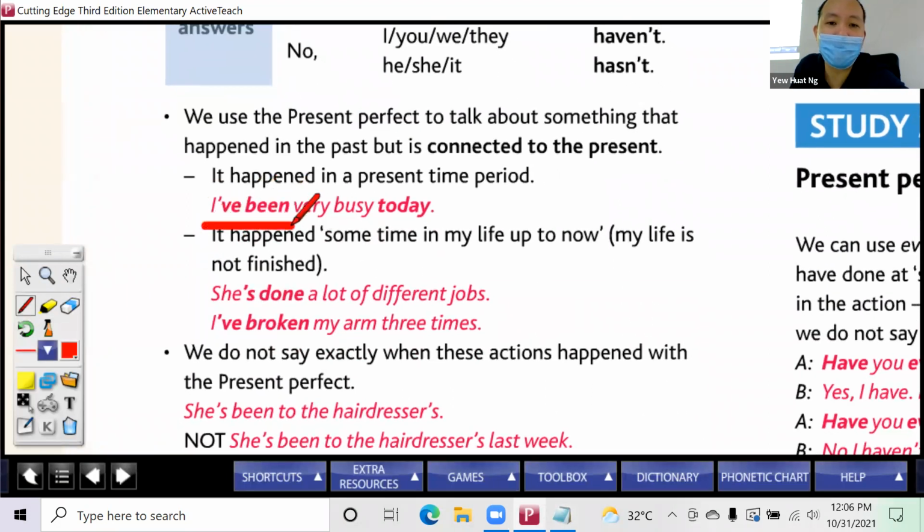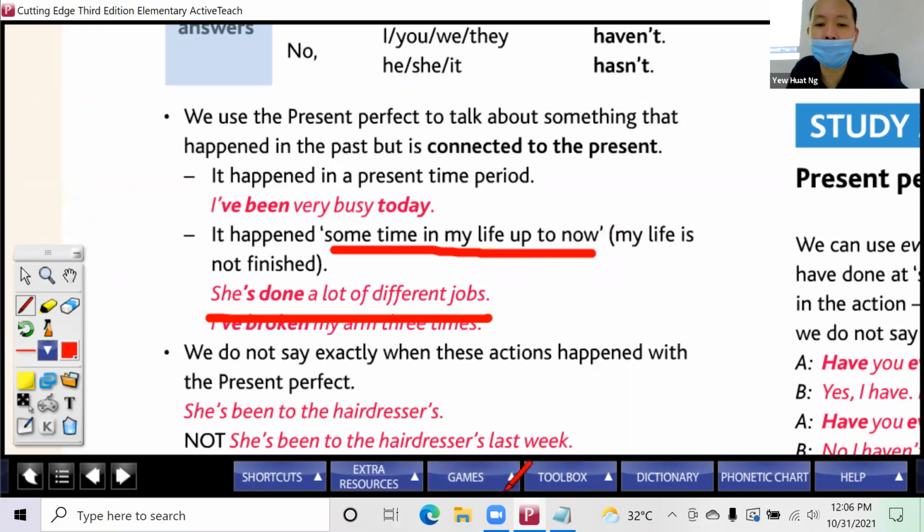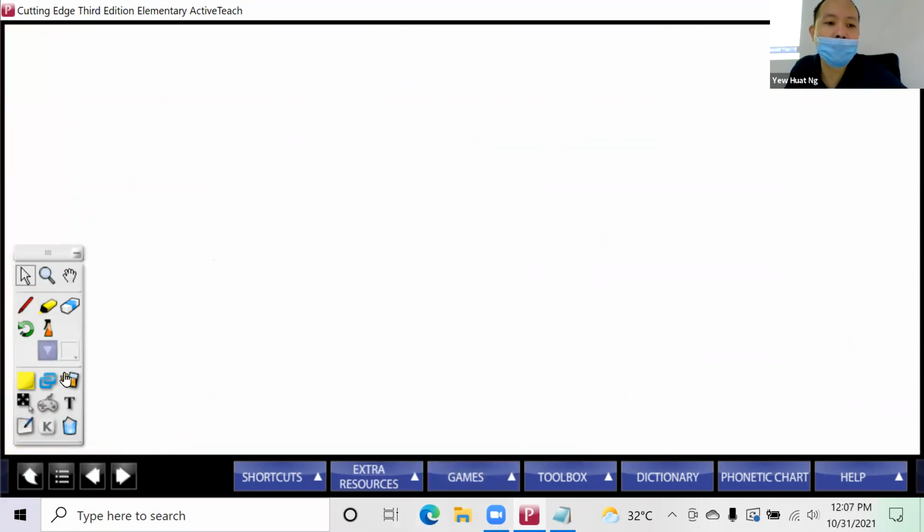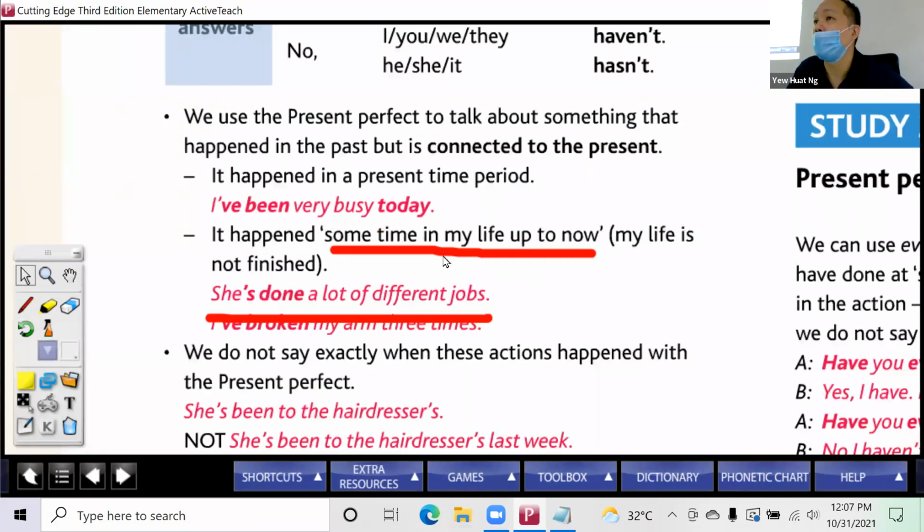Look at this. I have been very busy today. Am I still busy? Yes. She has done lots of different jobs. Look at this. This means sometime in my life, up to now. That means everything in the past, but the time is not important and your life is not finished. Clear? Yeah?